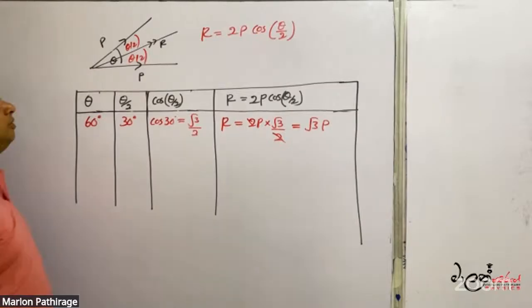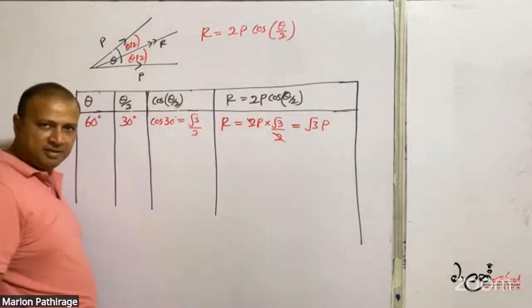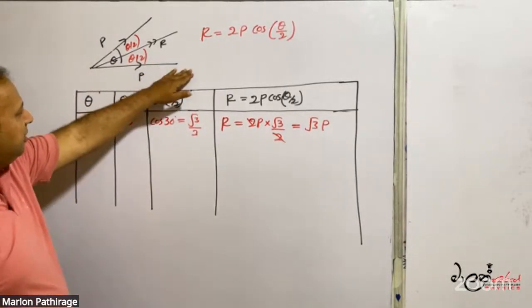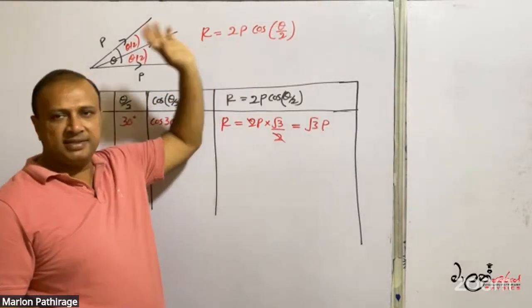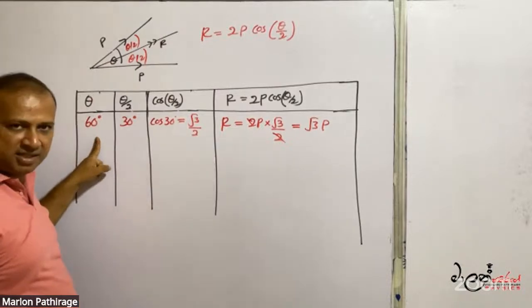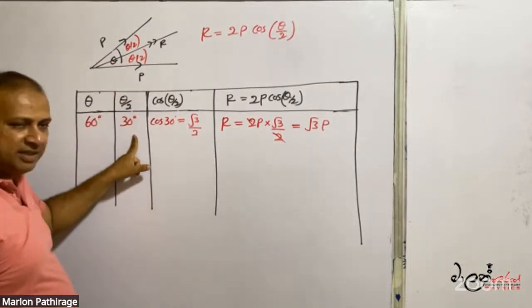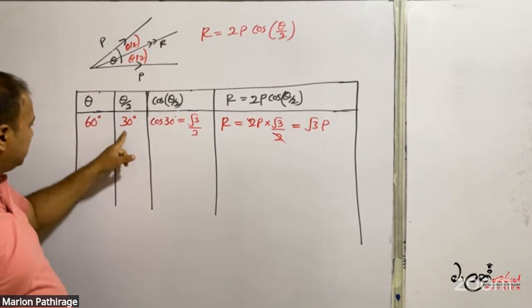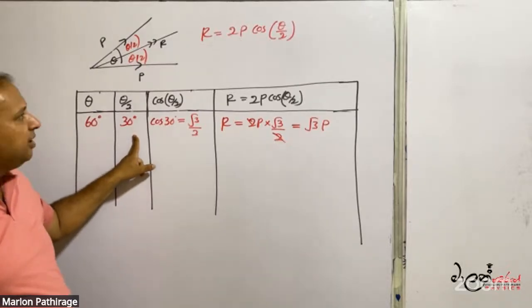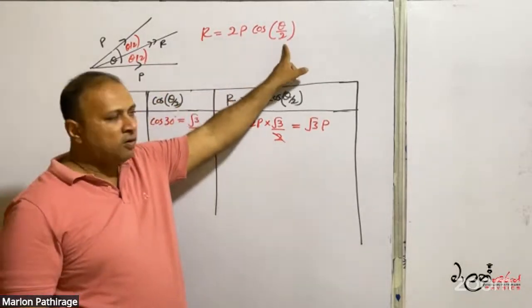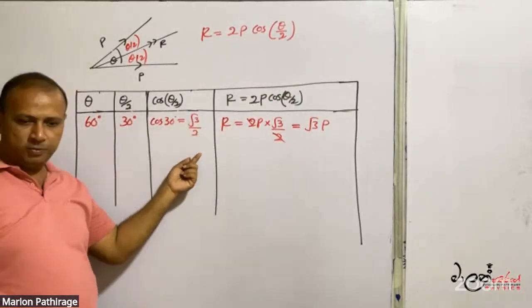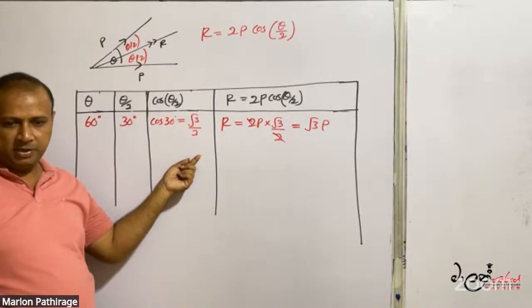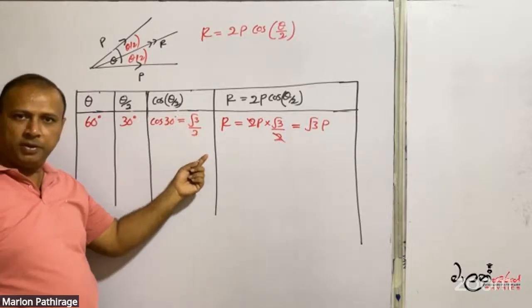And you have to apply this equation. Suppose theta is 60, that means this angle is 60, then the half angle is 30. 60 divided by 2 means 30. Then cos of the half angle is cos 30. Cos 30 means root 3 over 2.